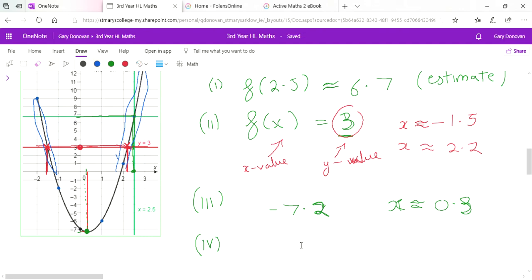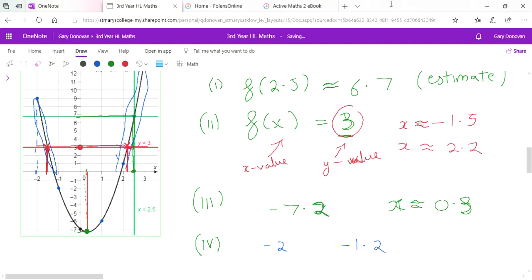So it's bigger than 0 from -2 to about here. So it's bigger than 0 between -2 and minus, let's say, 1.2 or something, around 1.2.